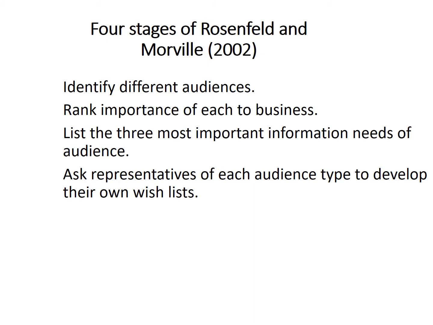So here now we're going to look at the 4 stages of Rosenfeld and Morville, 2002. These 4 stages identify different audiences, rank the importance of each to the business, list the 3 most important information needs of all the audiences, and ask a representative of each audience type to develop their own wish lists.